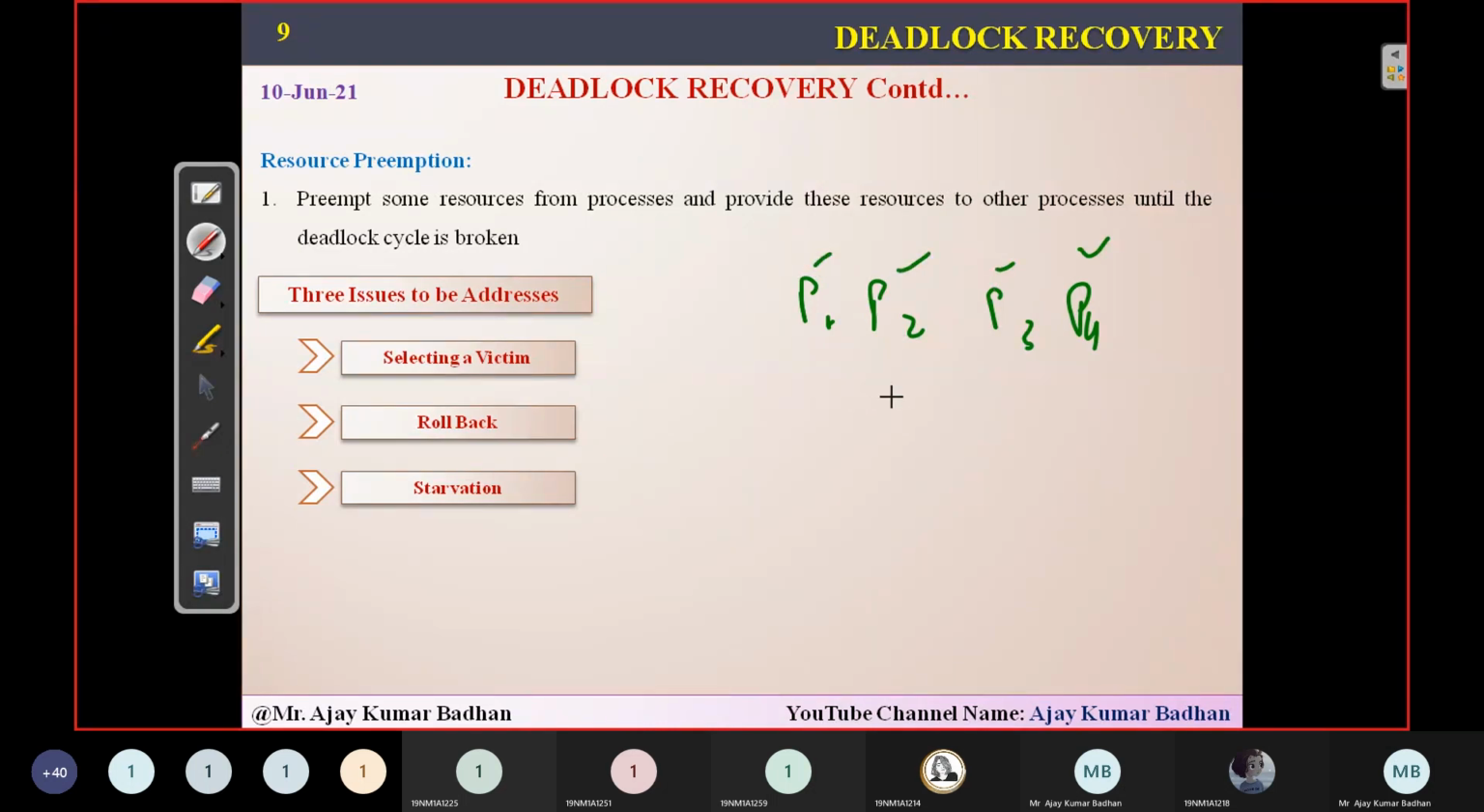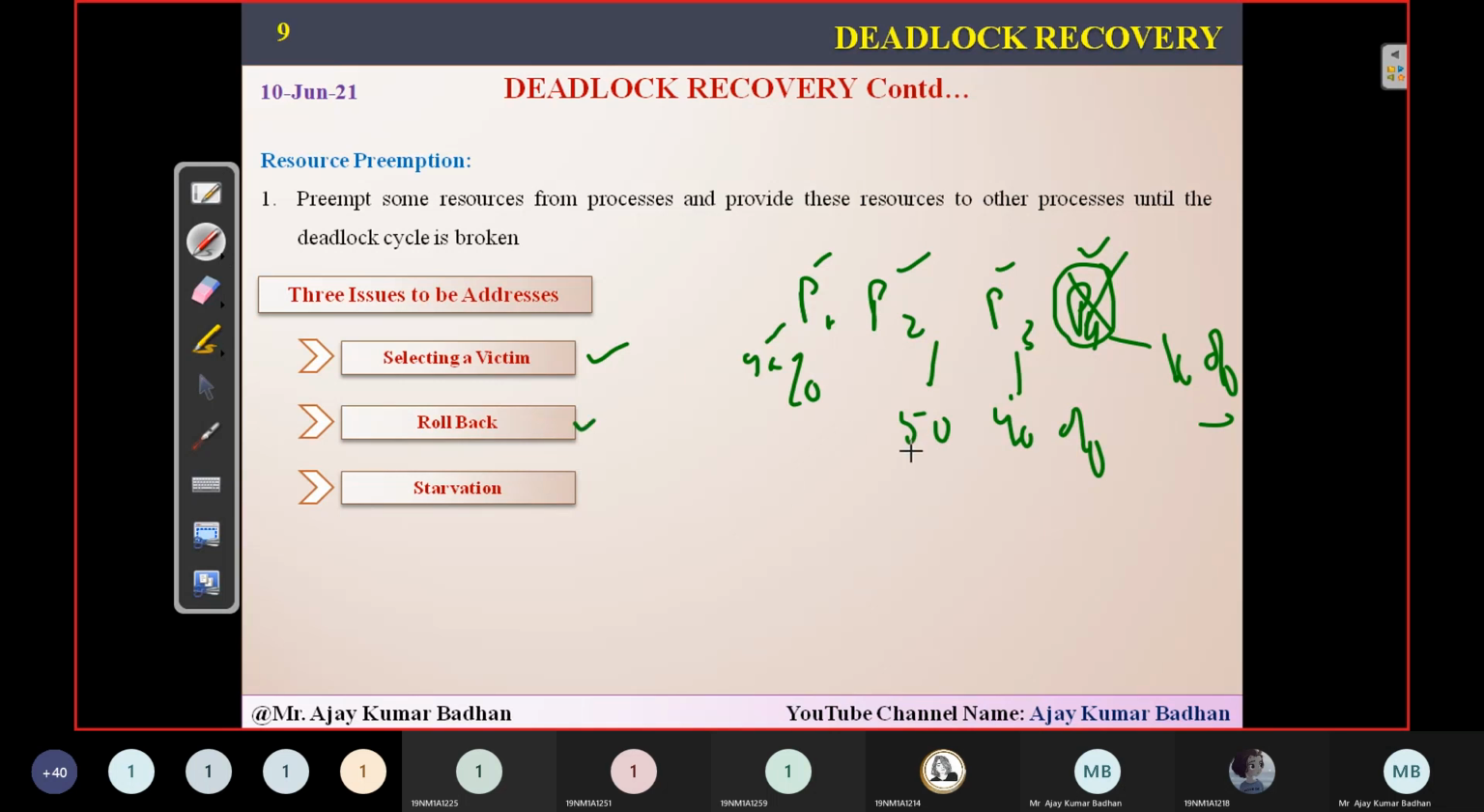Now, if I ask you which one you want to remove, can you tell me here which one we can take, either P1, P2, P3, or P4? We can't say that. Why? Because we don't know exactly which one to pick, because this process might have completed 90%, this process might have completed 50%, this might have completed 40%, this might have completed 10%. Now based on this, you can say that P4 has completed only 10% among the others, so I will remove this. Well, that depends upon the scenario. So selecting a victim is actually a challenge for the operating system.